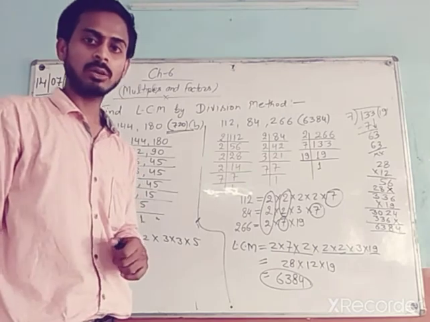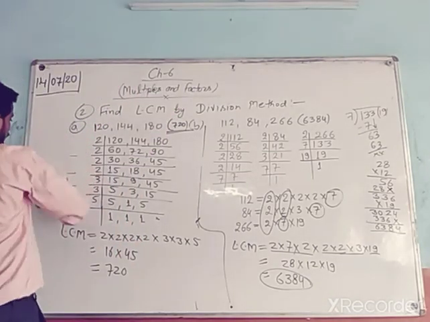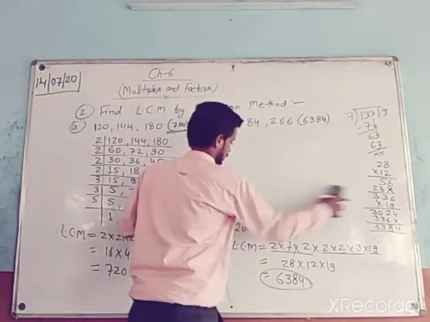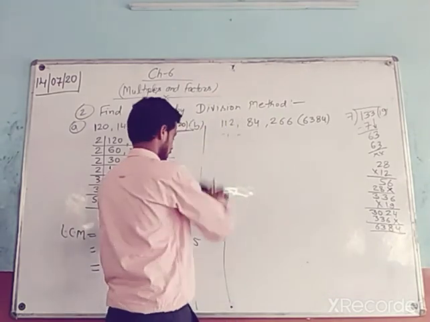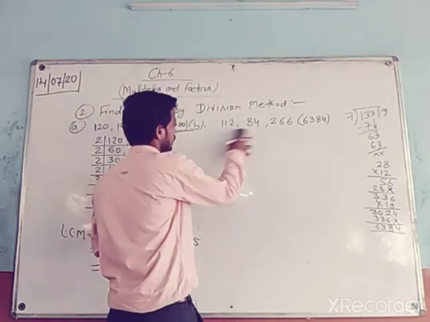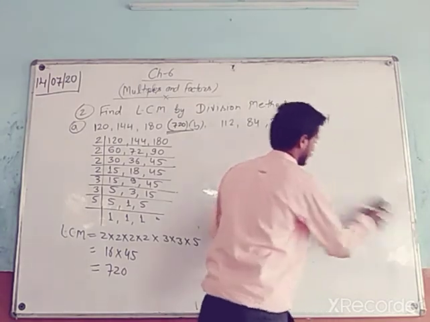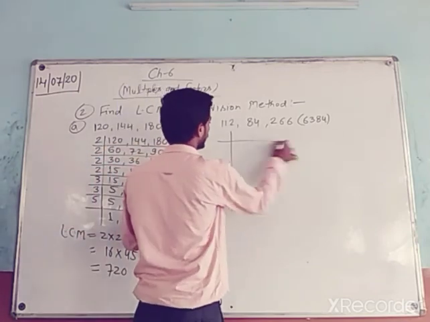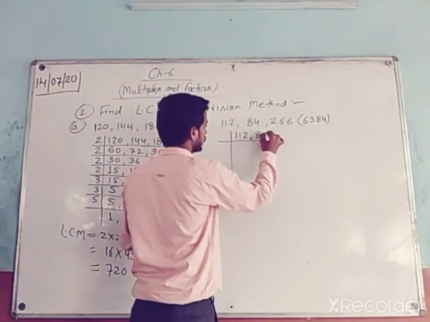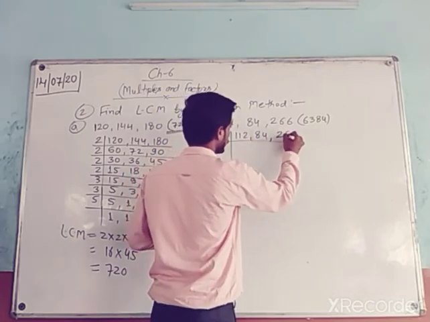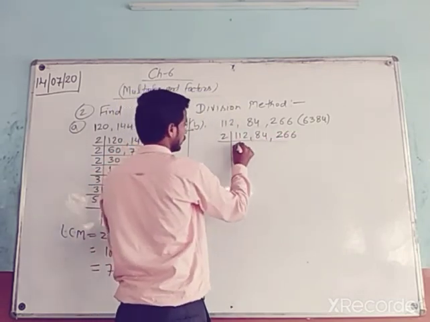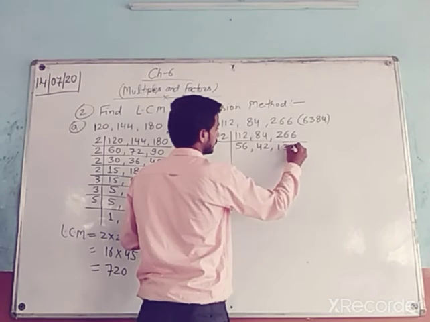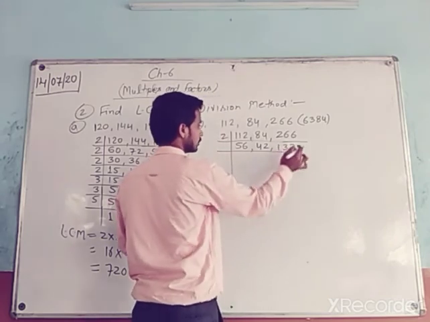Is it correct? Okay. Now the same question by the division method. See, again write them together: 112, 84, 266. Now 2 5s are 10, 2 6s are 12, 2 4s are 8, 2 2s are 4, 1, 3 3, 2 1s are 2, 2 3s are 6, 2 3s are 6.